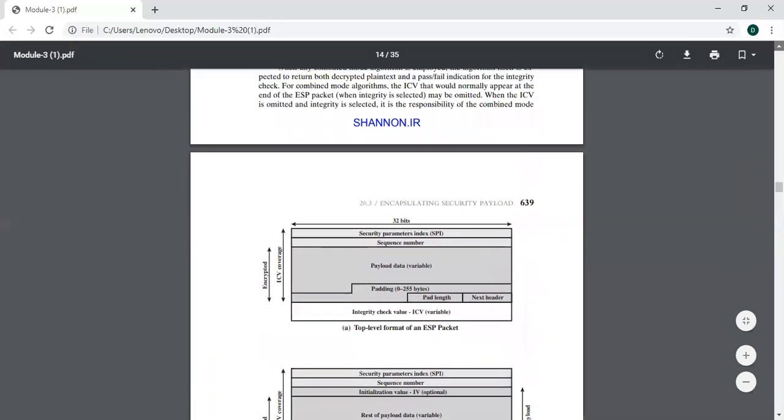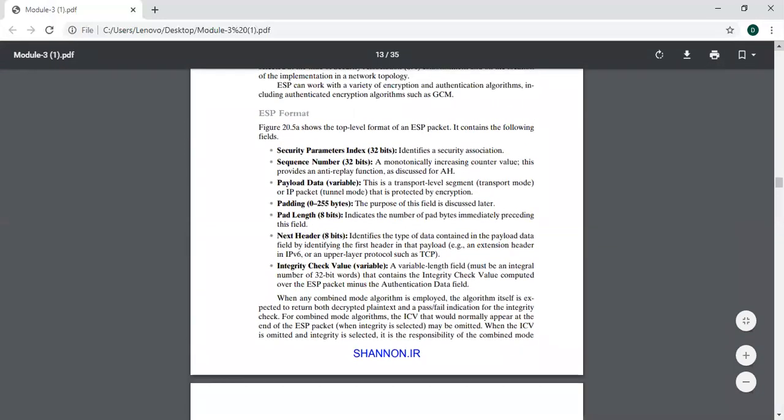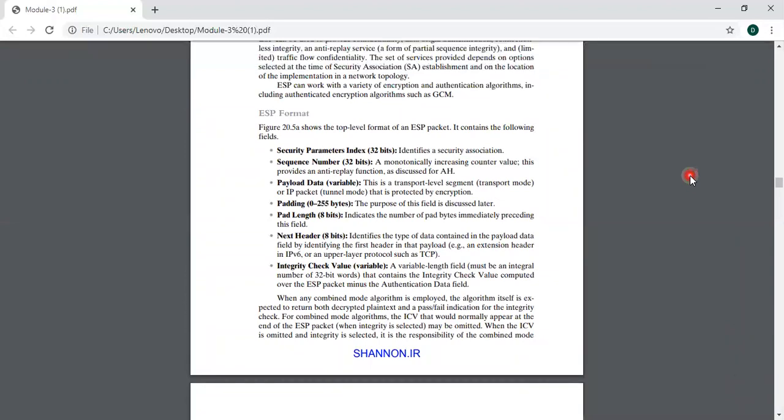Figure A is nothing but the top level format. What does it consist of? It contains the following fields: security parameter index, sequence number, payload data, padding, pad length, next header, integrity check value. Security parameter index is 32 bits. It identifies a security association. For that reason, the security parameters index is useful.